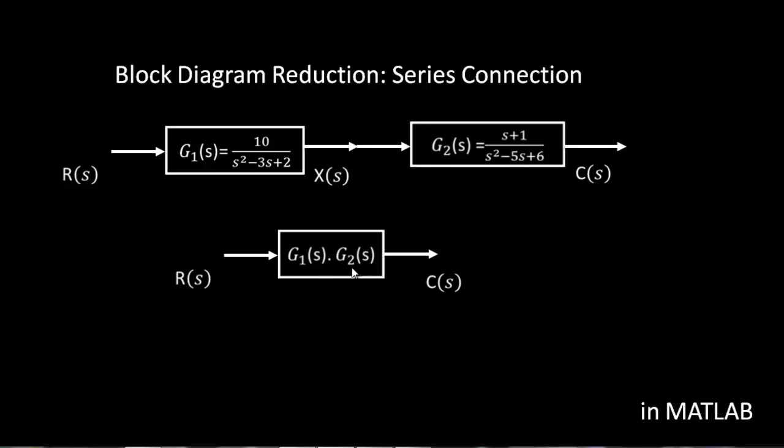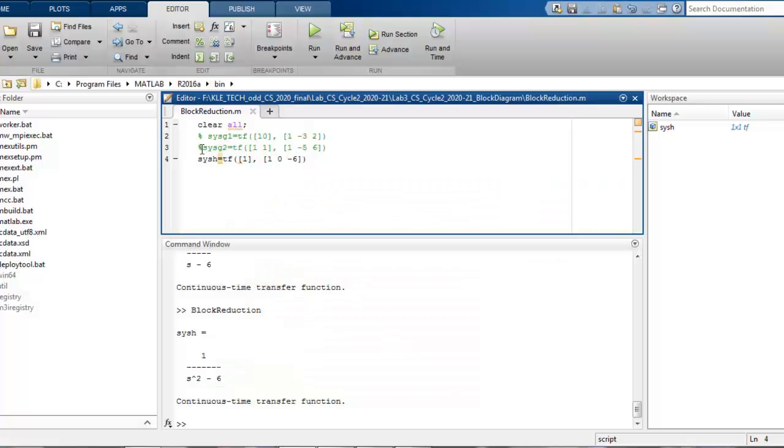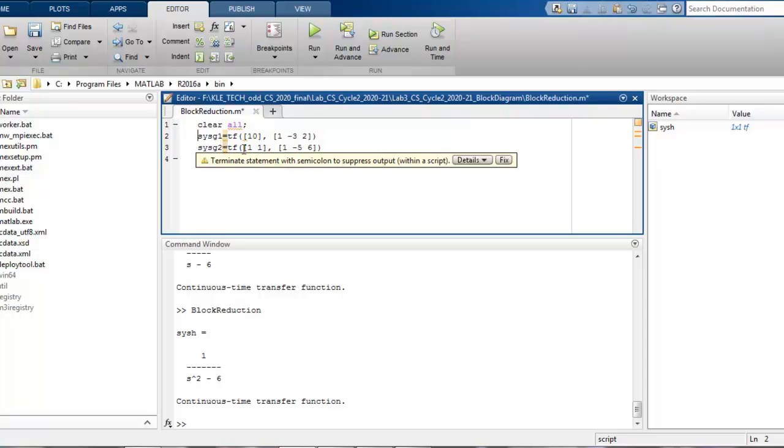In both these cases, I have already represented these two as transfer functions, and if I want to find the series, then I have a built-in function which I will show. First I need to comment the one that I don't want. So I'm going to comment the function h. Okay, now G1 and G2 transfer functions are available.